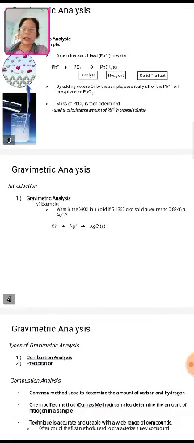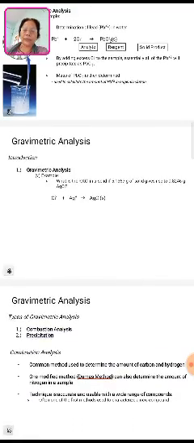Gravimetric analysis, for example: what is the percentage of KCl, potassium chloride, in a solid if 5.1367 gram of solid gives rise to 0.8246 gram of Cl-, where Cl- plus Ag+ forms AgCl?